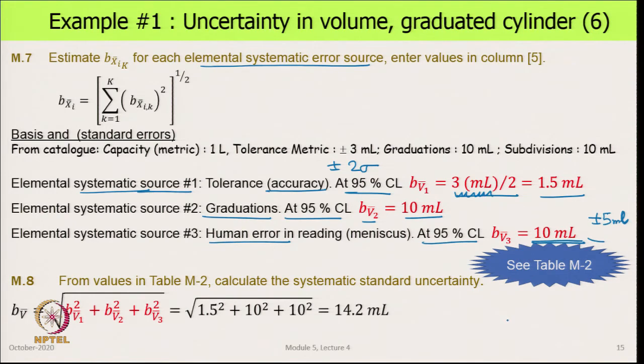If we were able to generate data as to what is the human error in reading the meniscus, that would qualify as a random error, and it would not appear here, but be in the elemental random sources of error. We will add it at that point, and you can see in the final calculation, this bookkeeping here or there does not make a very big difference.